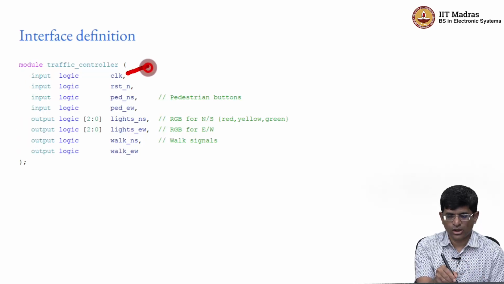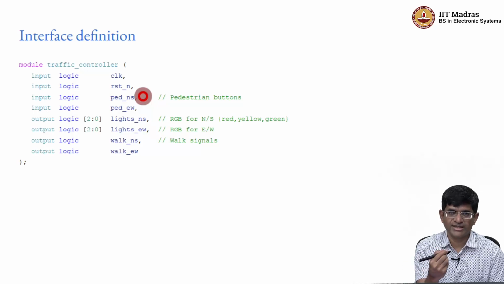The first input is the clock, of course. We also have a reset signal, and we have these two buttons that pedestrians can press, right? The PED-NS and the PED-EW, corresponding to the north-south or east-west pedestrian crossing signals. Everything else, at least the way that we have defined it, is an output signal, and the convention we are going to follow is that the lights in the north-south are specified using a 3-bit value, right?